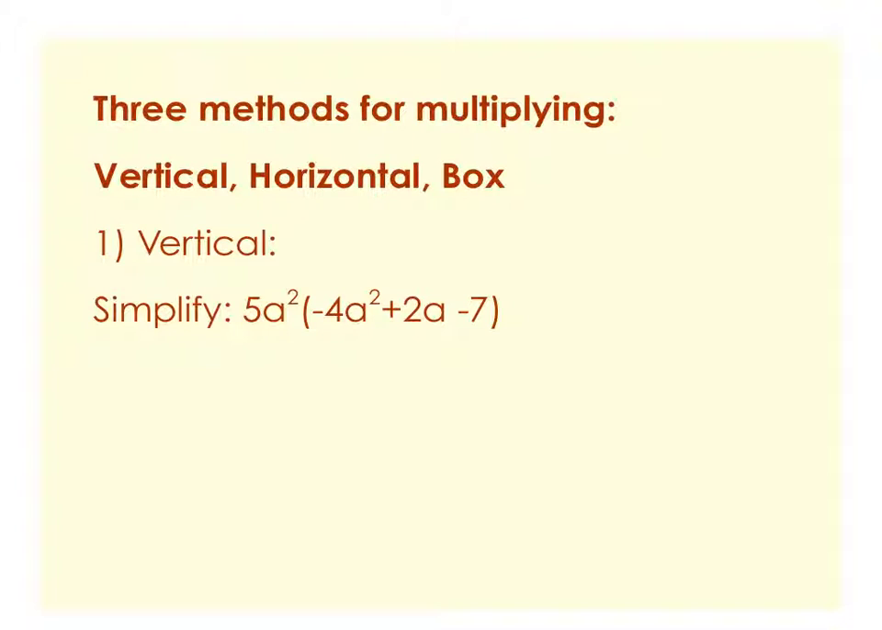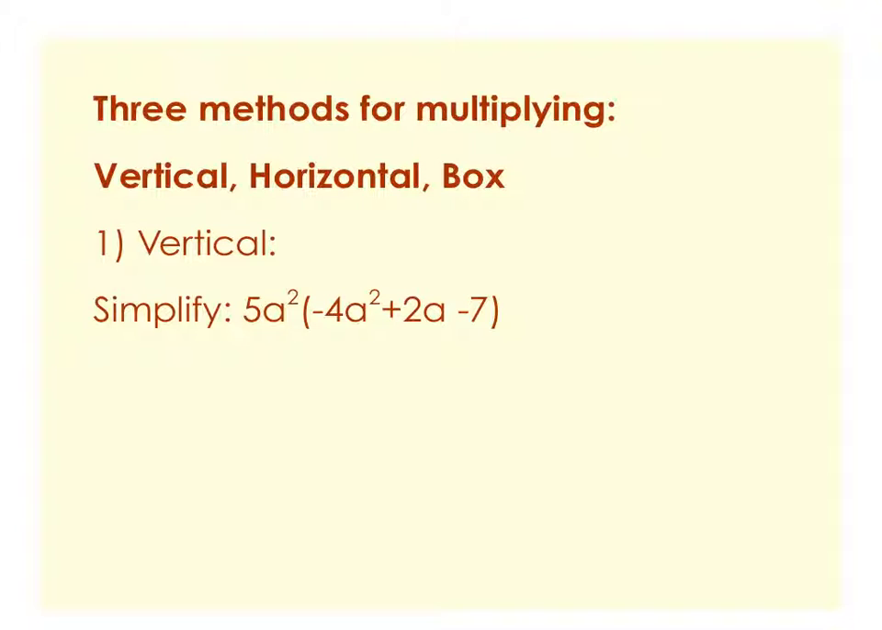We are going to take a look at 3 different methods today for multiplying a monomial by a polynomial: the vertical method, horizontal method, and box method. The first method we'll look at is the vertical method, and if we think about what vertical means, up and down, that's exactly how we're going to put our terms.